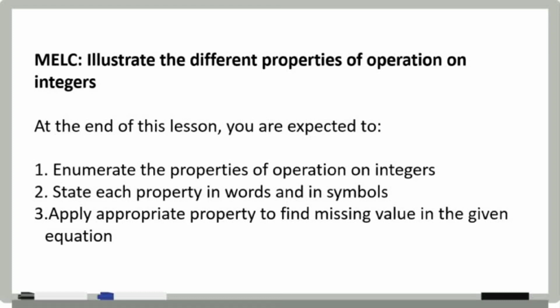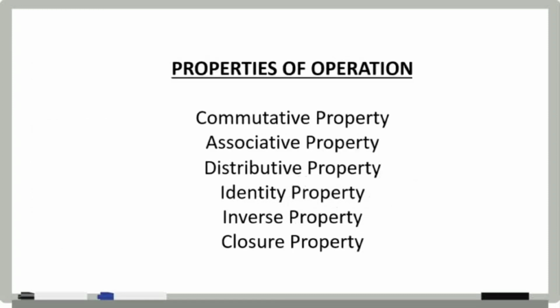So, at the end of the lesson, you are expected to enumerate the properties of operation on integers, state each property in words and in symbols, and apply appropriate property to find the missing value in the given equation. So, let us start. So, here are the properties na dapat maintindihan nyo at the end of this video. Commutative property, associative property, distributive property, identity property, inverse property, and the last one, closure.